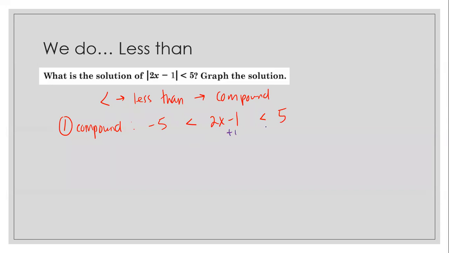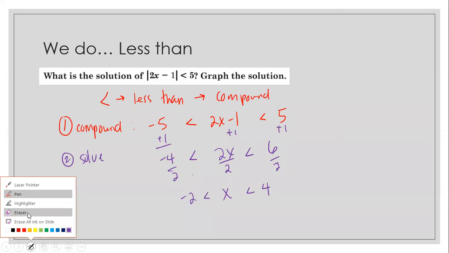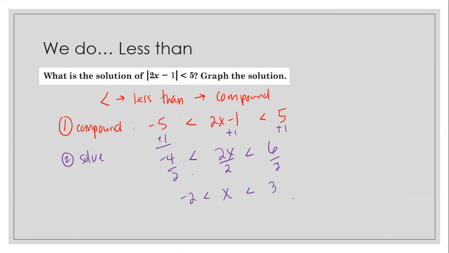So I'm going to add 1, because I've got to isolate the variable. Sorry, step 2 is to solve. So once I set up my compound, I'm going to solve. And that gives me negative 4 is less than 2x, which is less than 6. I'm going to divide by 2, divide by 2, divide by 2. That gives me negative 2 is less than x, less than 4. That's not 4, that's 3, Sean. It's early in the morning, y'all. Here we go. Less than 3. And that would be our solution.